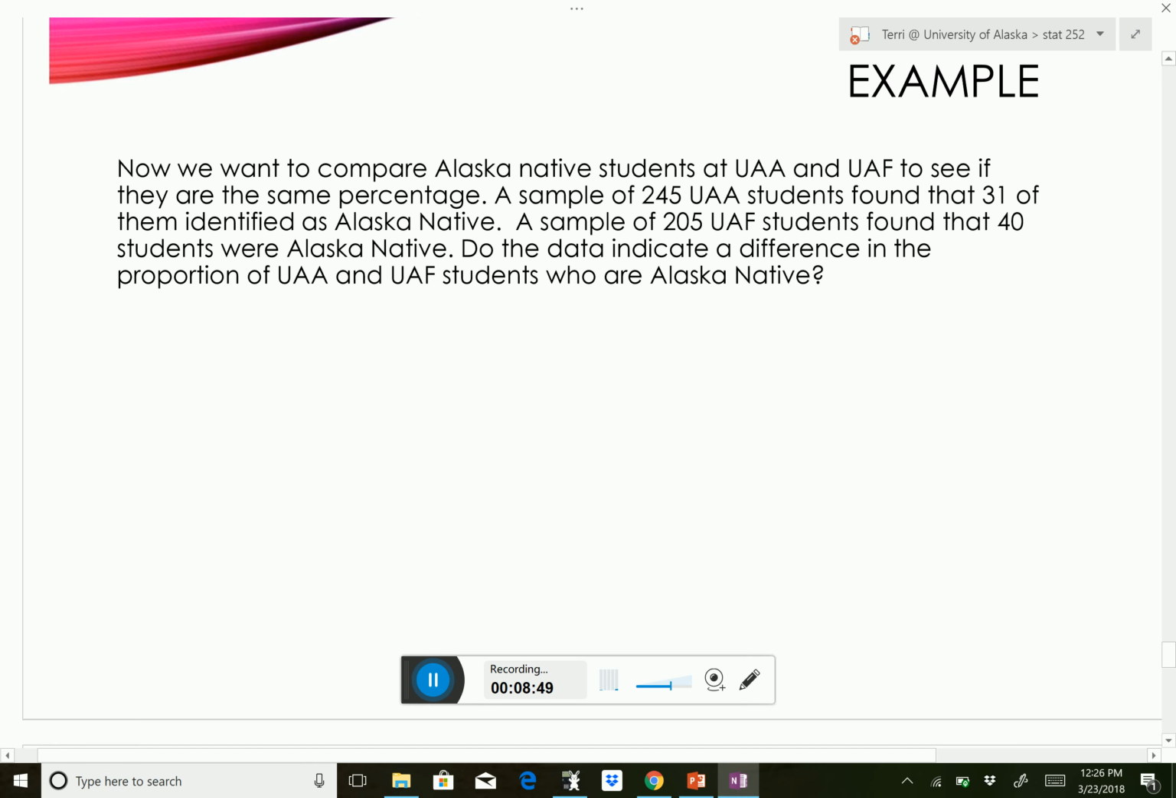So, first of all, we want to make sure that what we're doing is not against any of our assumptions. So I'm going to figure out what the pooled p hat is. That's 31 plus 40 over 245 plus 205. That's 71 over 450, I believe.